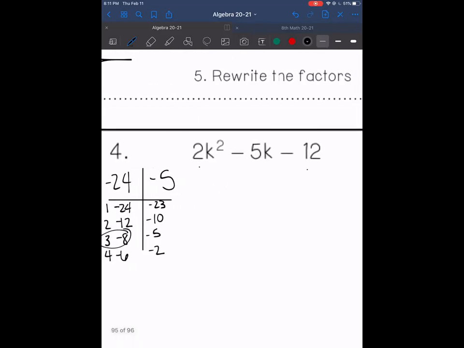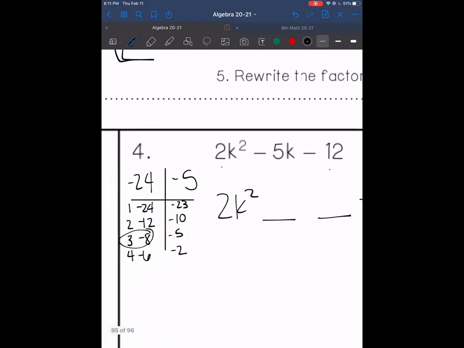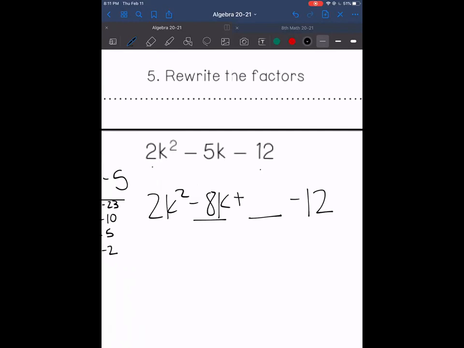So once again, we've got 2k squared. We have 2 blanks minus 12. So if we're looking at 3 and negative 8, 3 does not have a common factor with 2. So I know that negative 8 is going to go there. Don't forget your variable. And that's a positive 3, so plus 3k.